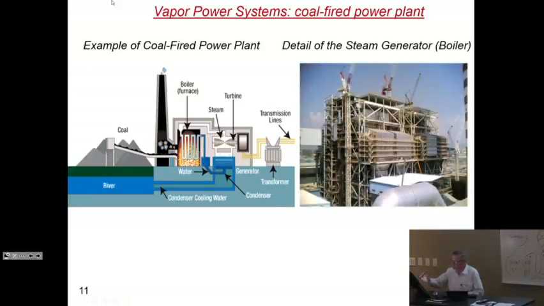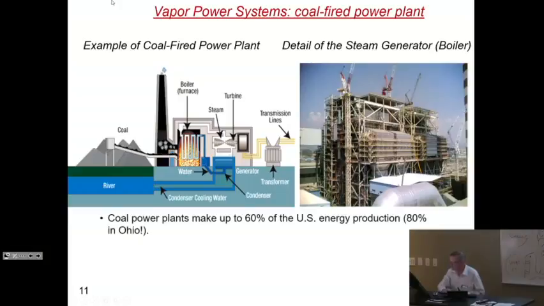Steam generators, this thing, are not small for these power plants. They look like that under construction here. Now, typically in the US, coal plants still make about 60% of the US energy production.